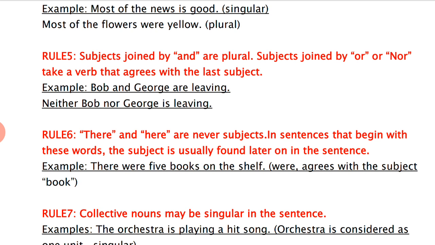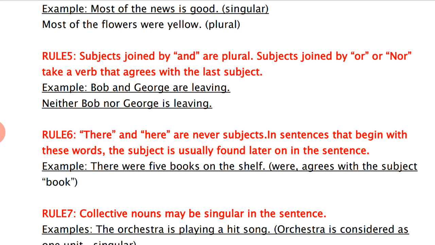Look at the next example. Neither Bob nor George is leaving. Children, please remember both either or and neither nor depicts only one choice, only one option, only one alternate. For an example, when I say either Sanya or Sahil goes for the competition from class 8A, right? If I say either Sanya or Sahil go for the competition from class 8A, that is going to be the wrong sentence.